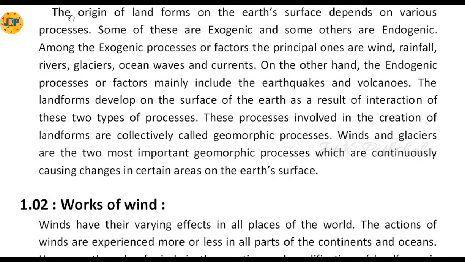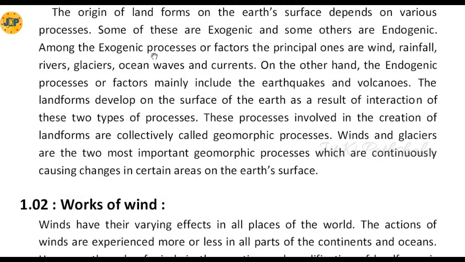The origin of landforms on the earth's surface depends on various processes. So the different kinds of landforms that are present on the earth's surface are dependent on different kinds of processes. Some of these processes are known as exogenic process, while some others are known as endogenic process. Exogenic processes generally occur on the earth's surface, which you can see, but endogenic processes are those which take place under the earth surface.